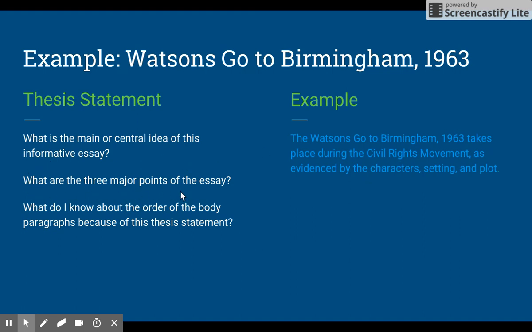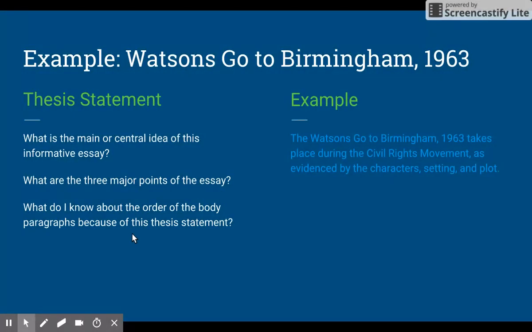What are the three major points of the essay? Well, the rest of this statement says, as evidenced by the characters, setting, and plot. So what I know about these three major points is that they will provide evidence about characters, 1, setting, 2, and plot, 3.